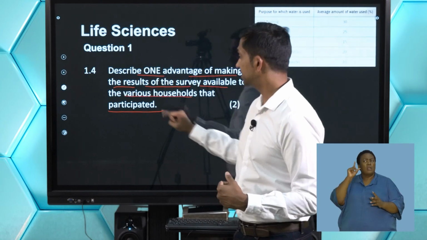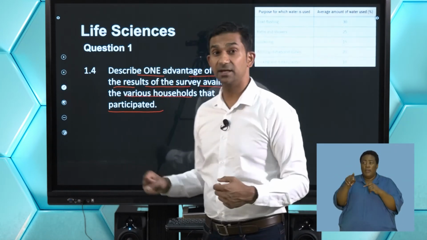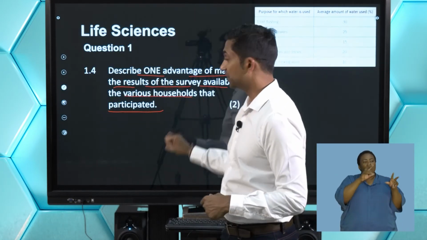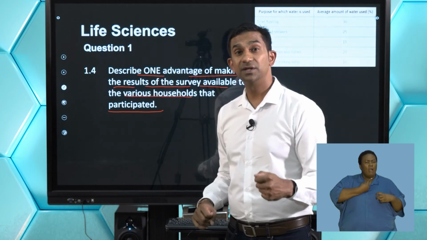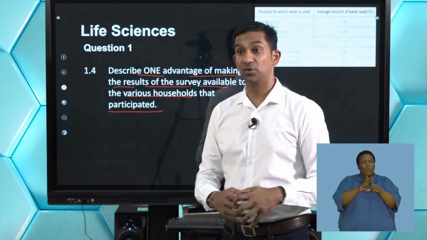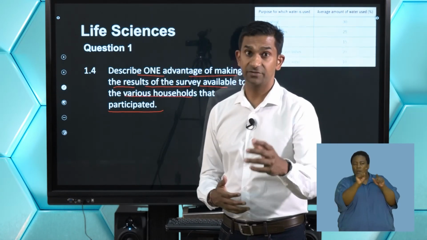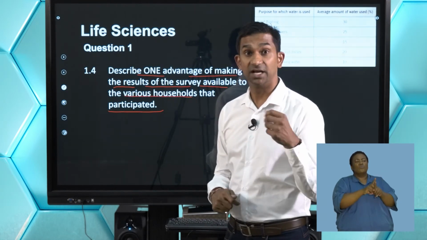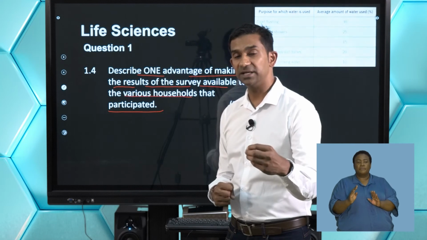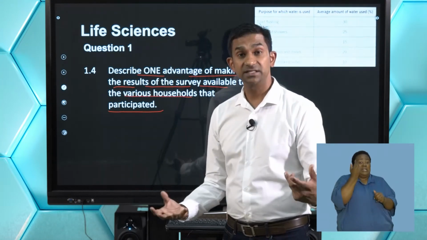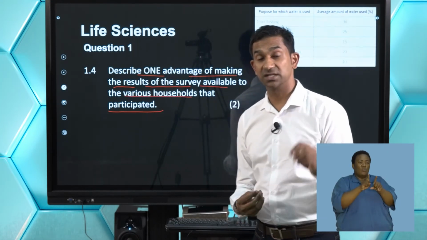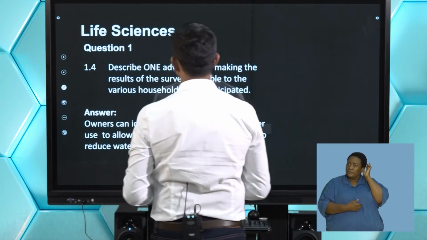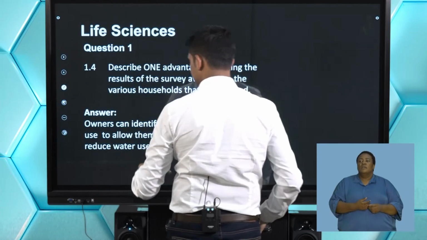So I would certainly think that it would be an excellent idea for them to be able to share their results. 1, for people to be able to reflect, and 2, for them to get a better understanding of what the general trend of 5 households are. And this could lead to an understanding of individuals, a change of behavior, and probably a better understanding in the context of individuals and their impact on their environment. Cool. Describe one advantage, and I just did that.